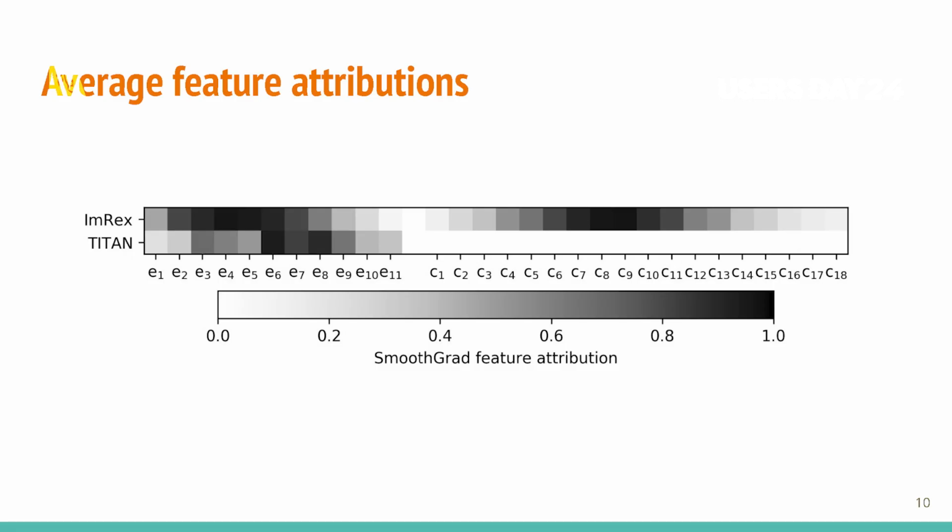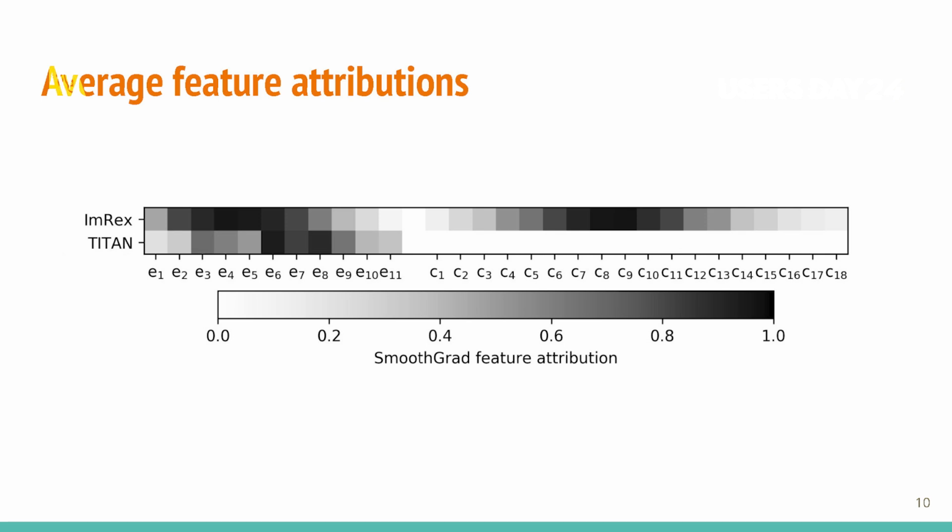When we then do this for a lot of examples and take the average attributions per position, here the E's are the positions of the epitope, the C's are the positions of the CDR3. For the epitope, IMREX looks a bit more at the beginning, TITAN a bit more at the end. But what is much more surprising is that TITAN is not looking at the CDR3 region, but only at the epitope, while IMREX looks at both of them.